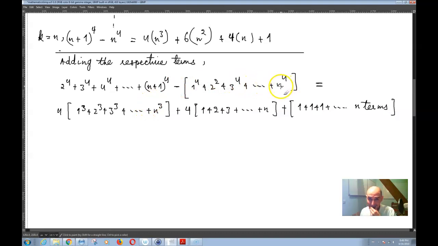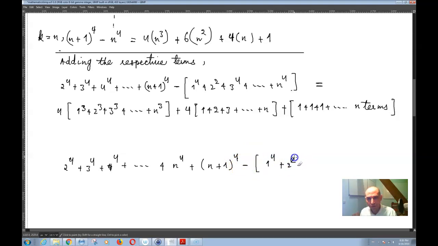So I can write this as this part. I can write it as 2 raised to the power 4 plus 3 raised to the power 4 plus 4 raised to the power 4 plus all the way up to before n plus 1 raised to the power 4. I have n raised to the power 4, and then I have n plus 1 raised to the power 4. And then subtract from that basically 1 raised to the power 4 plus 2 raised to the power 4 plus 3 raised to the power 4 plus all the way up to n raised to the power 4.